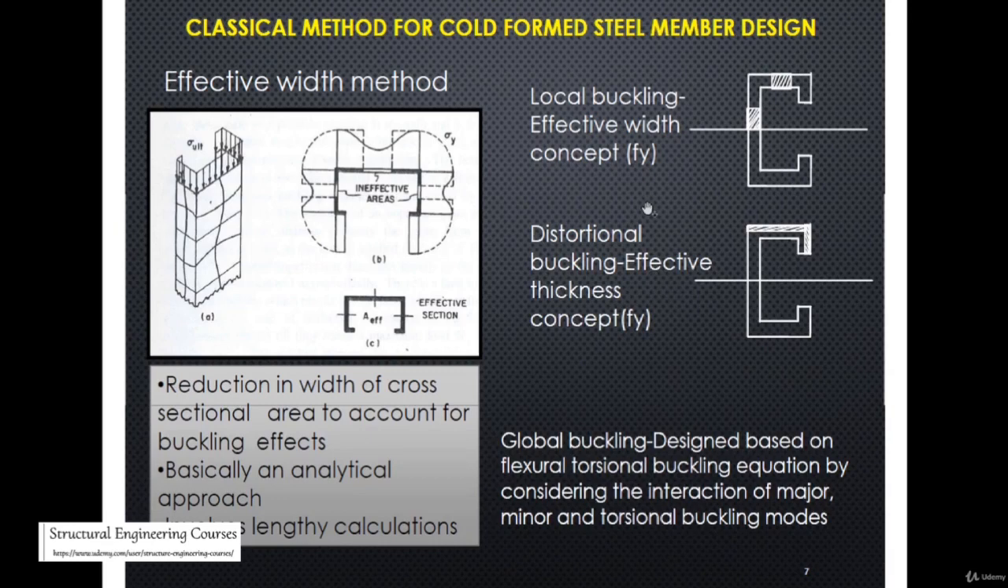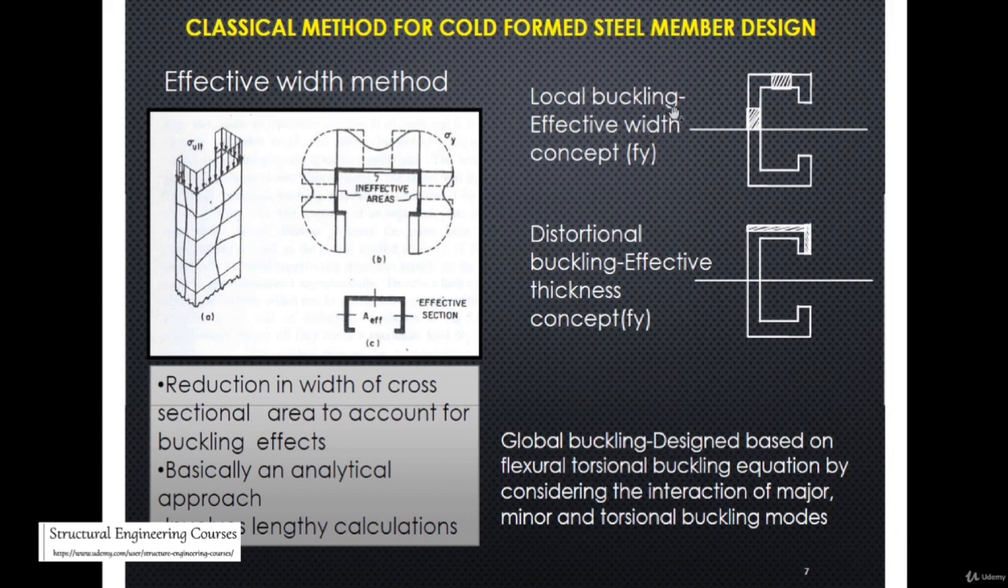There are various approaches that are considered for the cold form structural steel design. The classical method is the effective width method. The approach of this method is that the whole section is not considered effective. These are the areas that are considered ineffective. After removing the ineffective area, we make a new equivalent effective section here. With the help of this effective width method, there is a reduction in width of cross-sectional area to account for buckling effects. It is basically an analytical approach, and it involves very lengthy calculations.